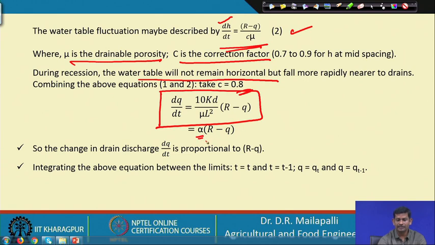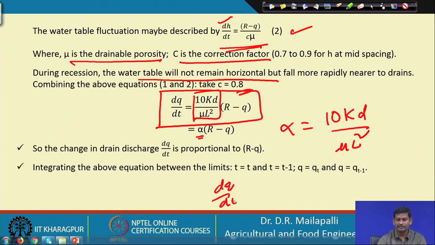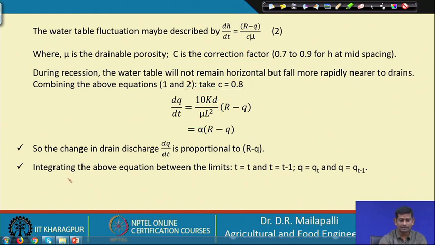So, this can be written as alpha. If you recollect, alpha is equal to, in the previous slides, kd by mu L square. So, now you can put this value as alpha, and finally what we got is dq by dt is equal to alpha into R minus Q. This is the equation we got. So, the change in drain discharge, dq by dt, is proportional to R minus Q.